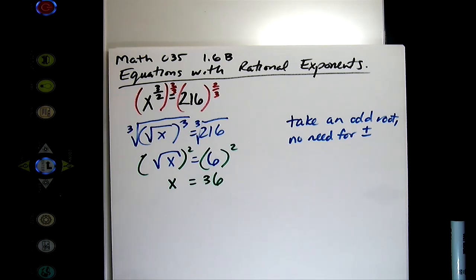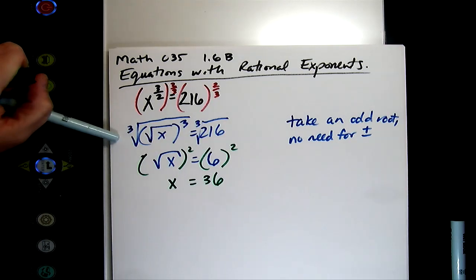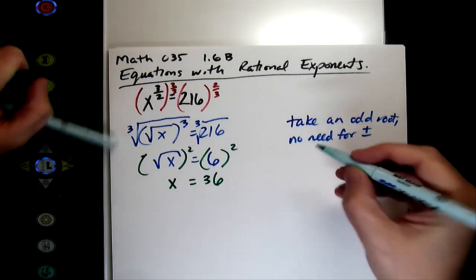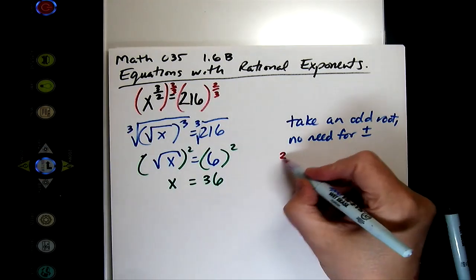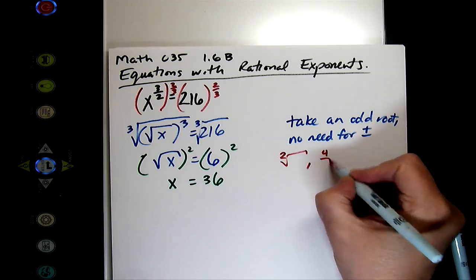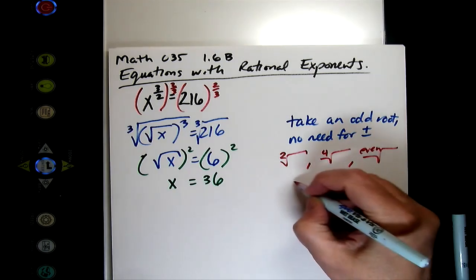So if you're ever wondering what signs you're going to end up with when you're dealing with these weird exponents as fractions, it might be easier to do it like this. When you do an odd root, you don't need to do the plus or minus. When it's an even root, like a square root or a 4th root, you have to do the plus or minus.